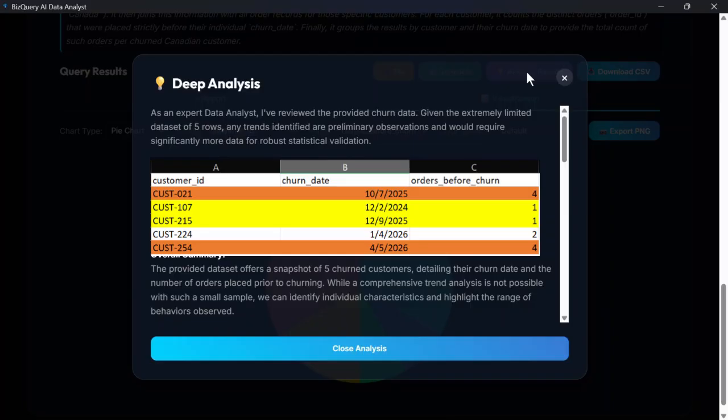Early churners, customer 107 and customer 215, abandon the service immediately after their first unique order, signaling severe friction during onboarding or unfulfilled initial expectations. Conversely, later churners, customer 21 and customer 254, maintained sustained traction with 4 unique orders each before eventually departing, indicating that tenure alone does not guarantee permanent retention and pointing toward creeping competitive pressure or relationship decay.